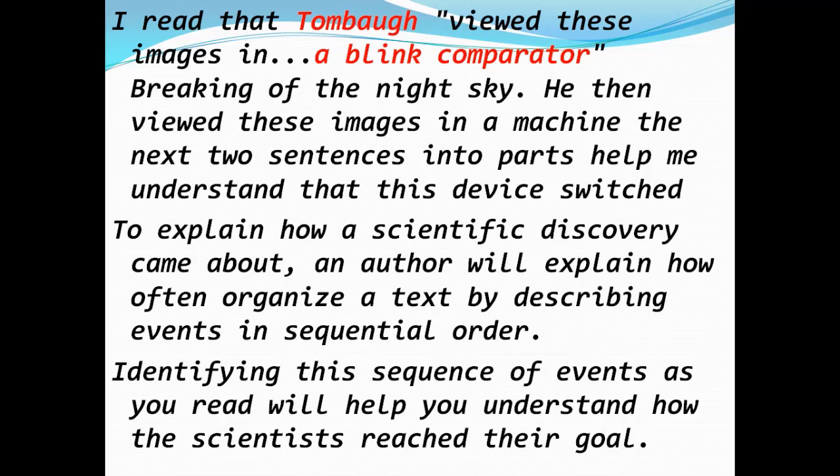The next two sentences, broken into parts, help me understand that this device was used to explain how a scientific discovery came about. An author, author means the writer, will explain how, often organizing a text by describing events in sequential order. Sequential order means in a systematic order, in sequence, in a series, step by step. Identifying this sequence of events as you read will help you understand how the scientists reached their goals, objectives and aims.